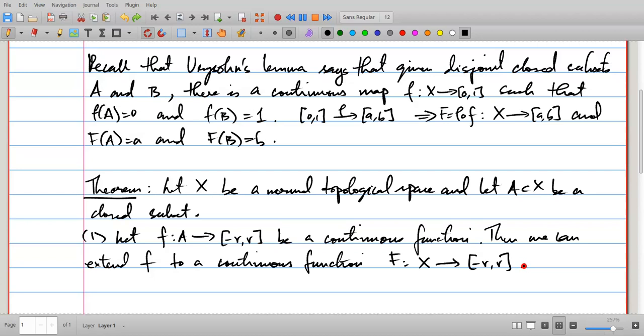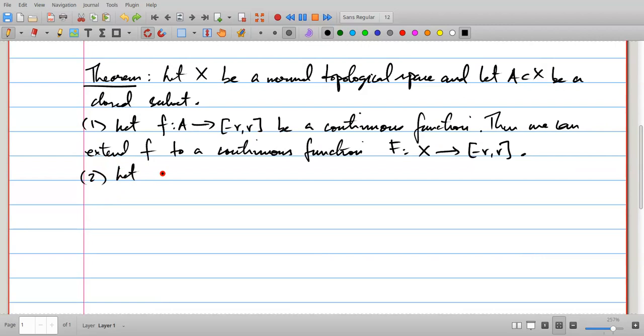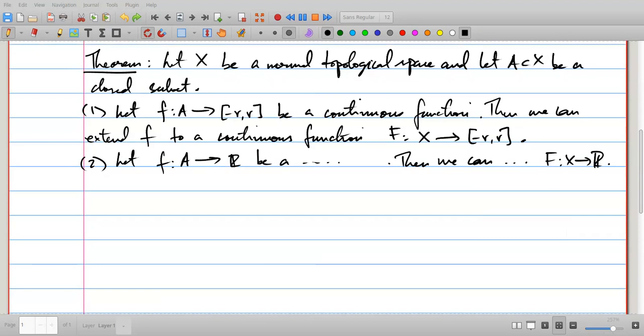And the second extension theorem says: let f from A to R be a continuous function, then we can extend it to a continuous function F from X to R. So let us prove these two theorems. So, proof.